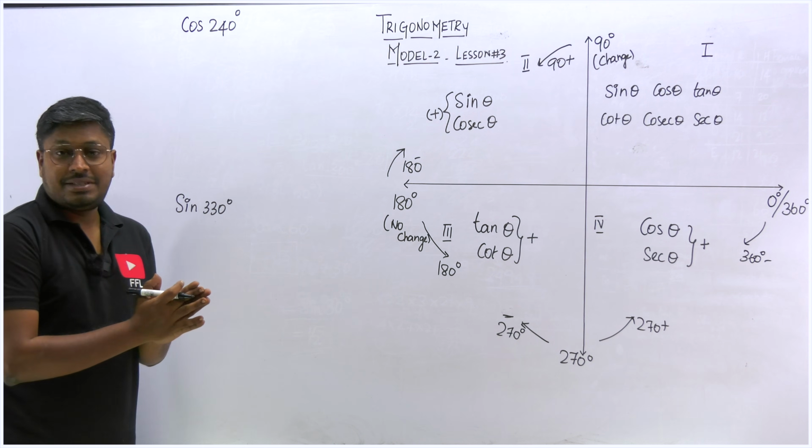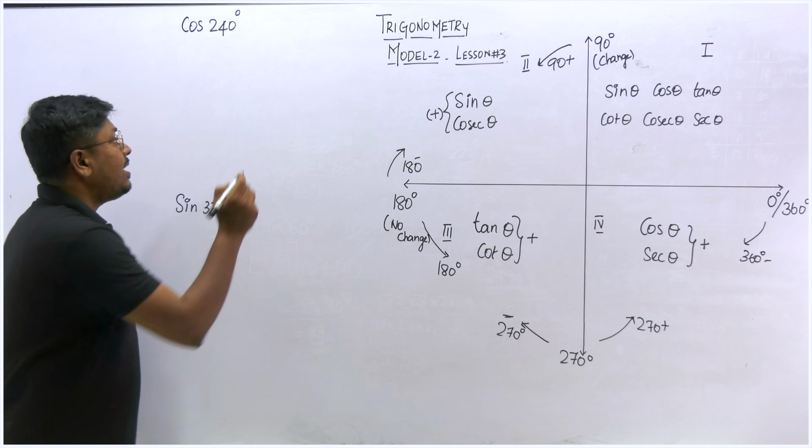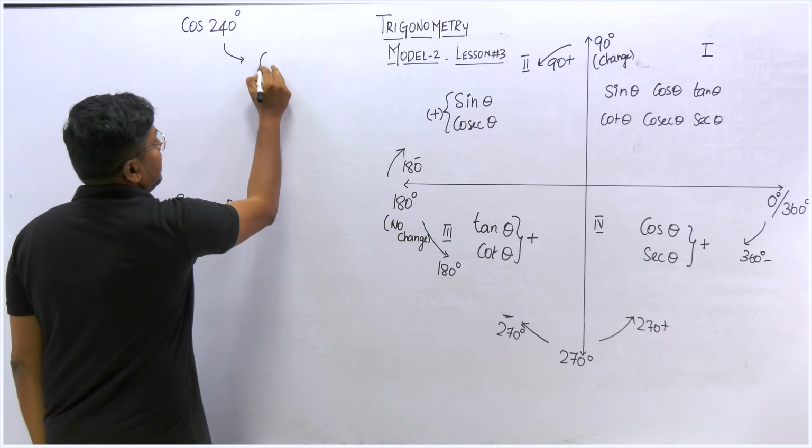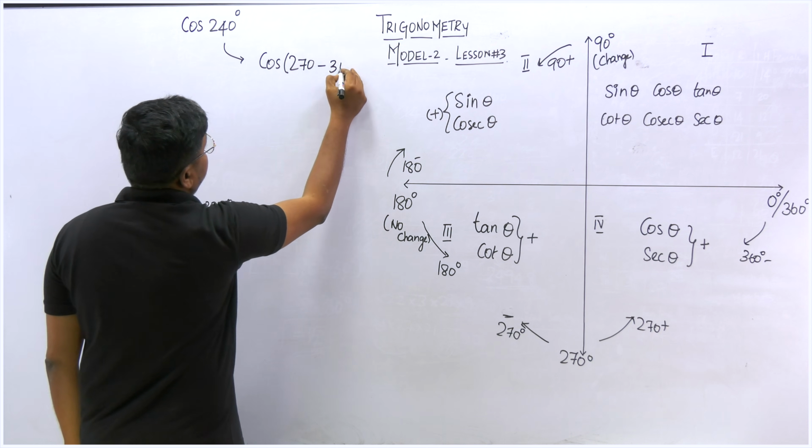Next, I have taken some example questions. So first is cos 240 degree, right? If it is cos 240 degree, what is the first step? You have to split this, right? So cos of 270 minus 30, right? We can write this in this way.